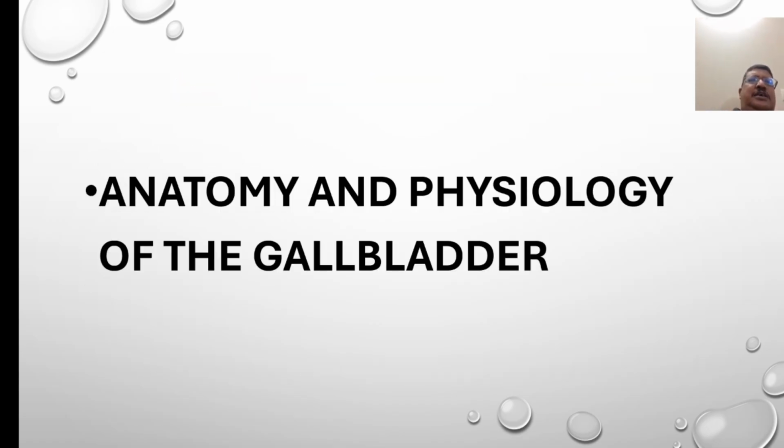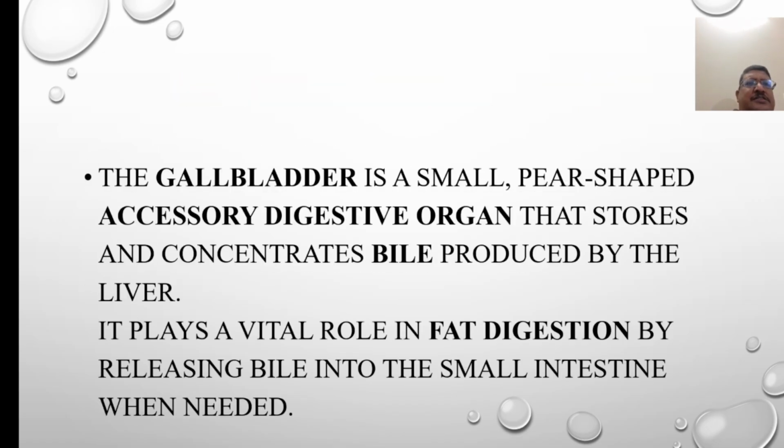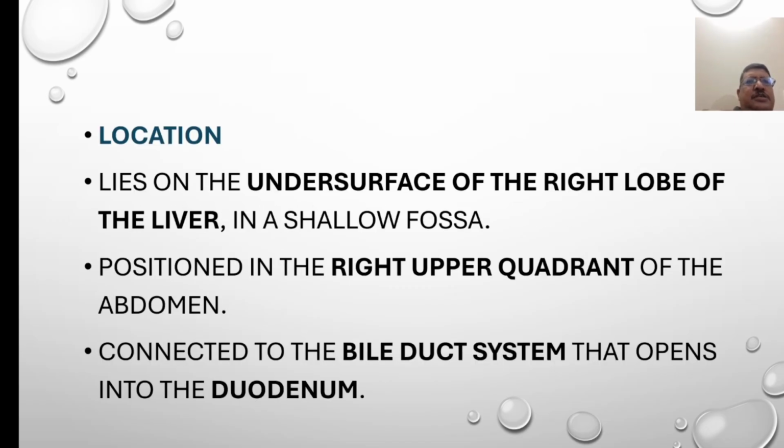Anatomy and physiology of the gallbladder. The gallbladder is a small pear-shaped accessory digestive organ that stores and concentrates bile produced by the liver. It plays vital roles in fat digestion by releasing bile into the small intestine when needed. Location: lies on undersurface of the right lobe of the liver in a shallow fossa. Position: in the right upper quadrant of the abdomen. Connected to the bile duct system that opens into the duodenum.